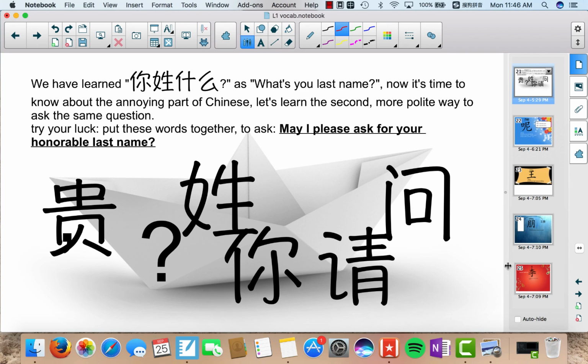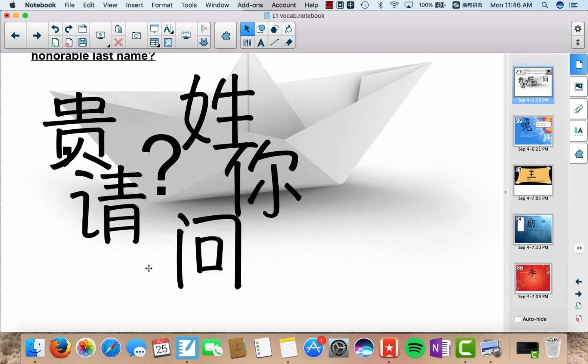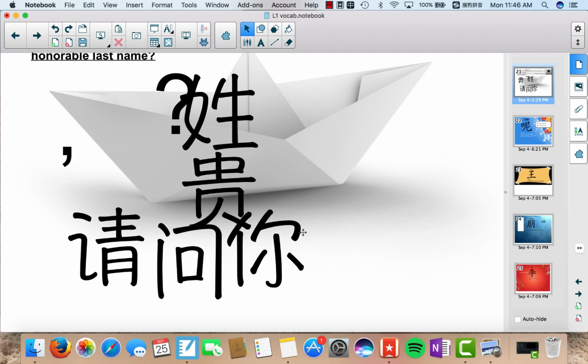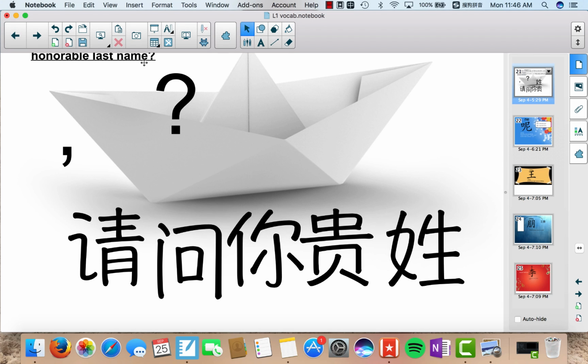Now, the reason we're learning 贵 is because in this unit, we're also learning another way to ask your last name. So to say last name is 姓, but if you want to be respectful, to say your honorable last name, you say 贵姓. So let's try. May I please ask for an honorable last name? Chinese people say 请问. Remember 请问? 请问你贵姓? Got it? It's a question. Although there's no question pronoun. It's just a way Chinese people ask, what's your honorable last name? So 请问你贵姓?